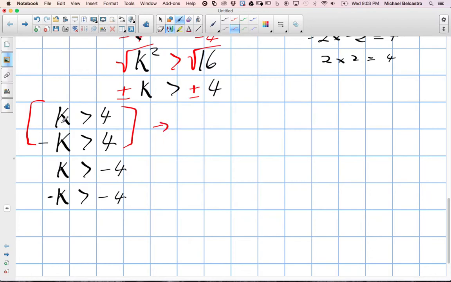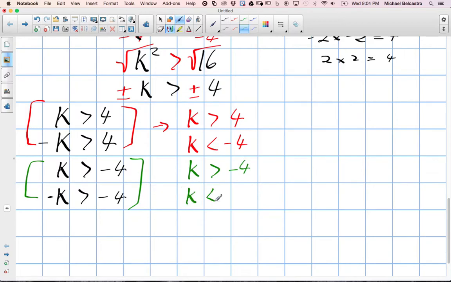So our answers here are k is greater than 4, and then here I have a negative k. So to divide by a negative, the sign flips, just like we said before. So then we would get k is less than, and 4 divided by negative 1 is negative 4. So that's one set of answers, okay? And another set of answers, we'll do in green here, is k is greater than negative 4. And then again, we divide by negative, k is less than positive 4. So another set of answers.